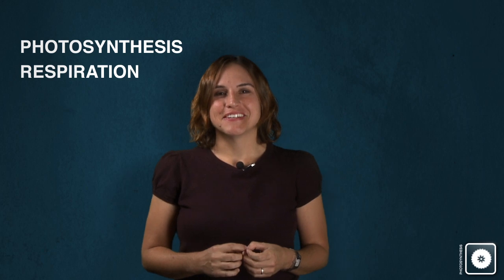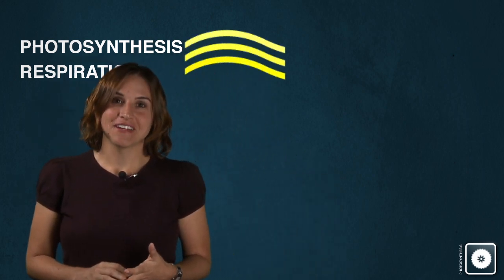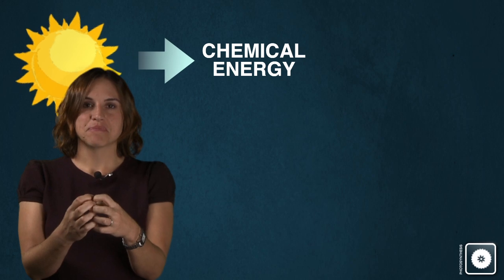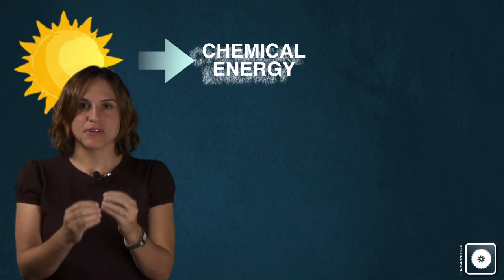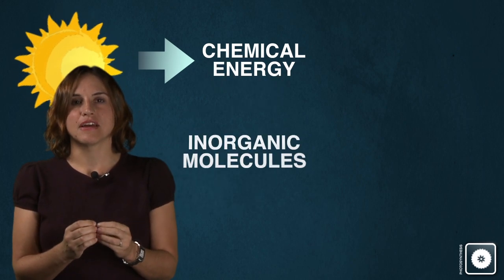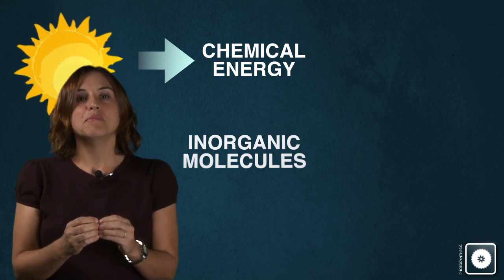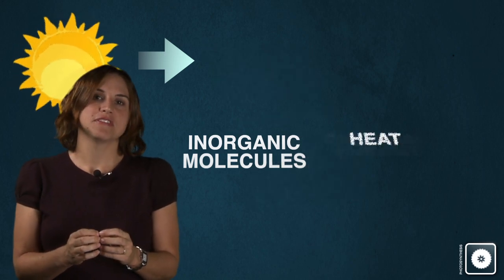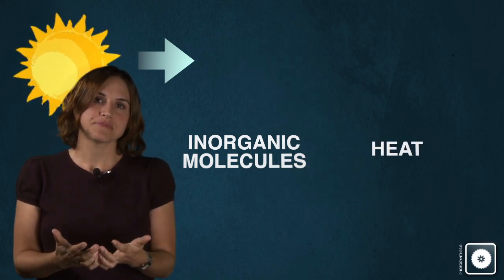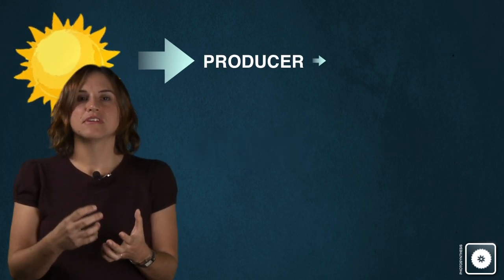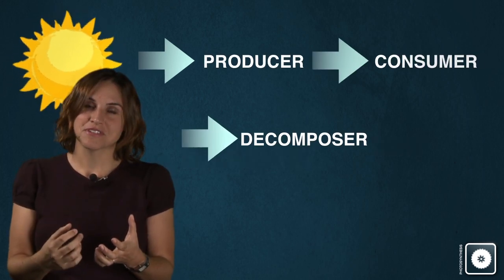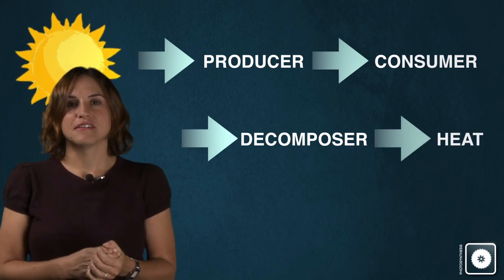Photosynthesis and respiration are a great example of the flow of energy. Energy in sunlight is captured and stored into chemical energy. Chemical energy is broken down into inorganic molecules again by respiration. And the remaining energy stored by photosynthesis is released as heat. As such, energy moves from sunlight to producer to consumer to decomposer and is finally released as heat.